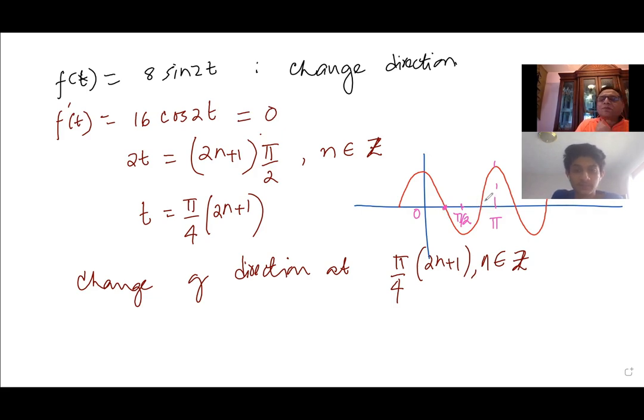Yes, sir. At odd multiples of pi by 4, it is 0, and it changes sign because it goes from positive to negative. You see that? So it changes sign. Now you can find where it is maximum or minimum by plugging in the value. Is that clear? Yes, sir. That's clear. I think that's all the clarification I needed.